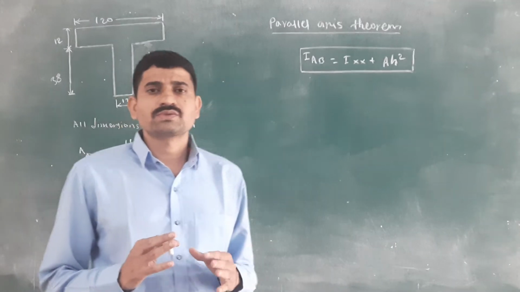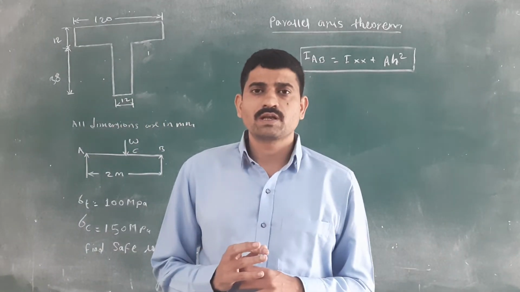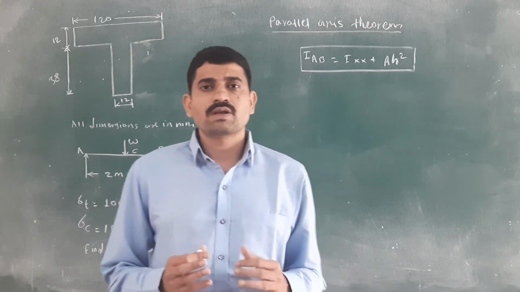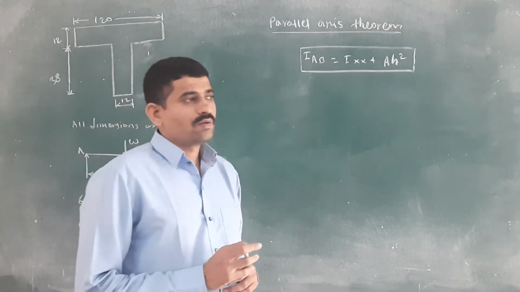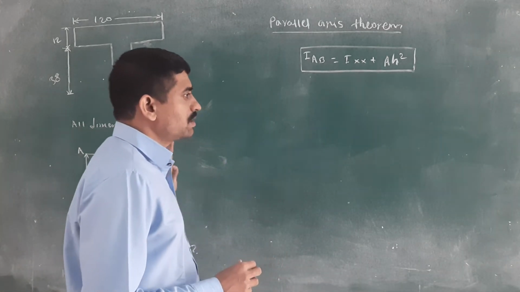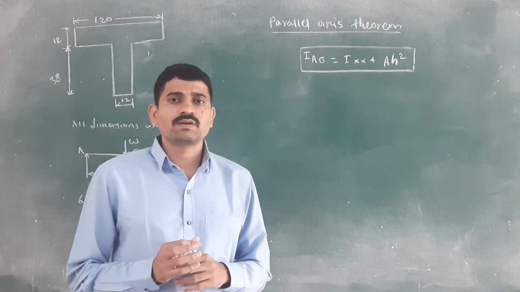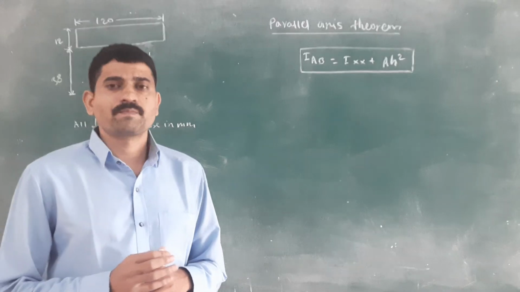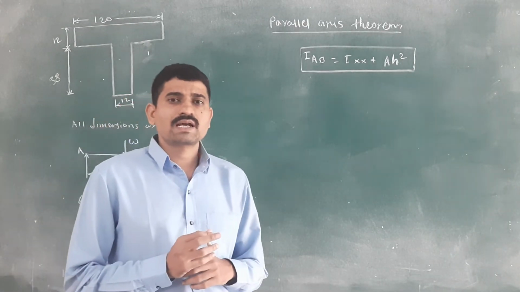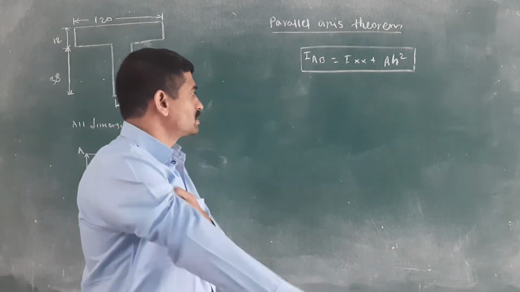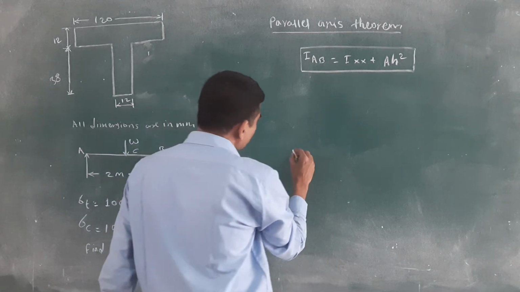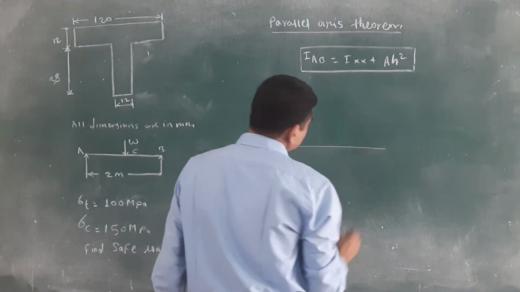In the last lecture we have seen the symmetrical numerical on I section or rectangular section. But before going on to the unsymmetrical section numerical, you should know how to use the parallel axis theorem. What is the parallel axis theorem? We have considered the moment of inertia about any axis.